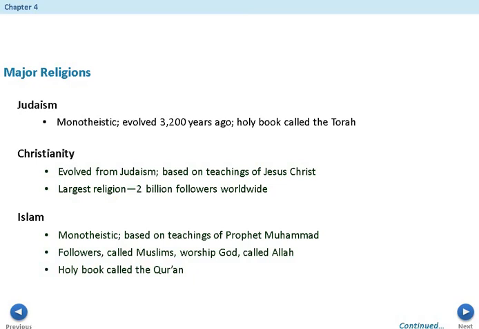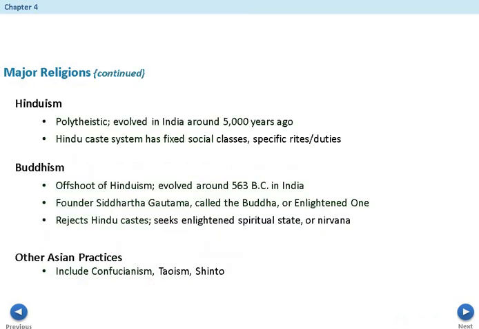Now, there are also a couple other religions that we look at in terms of the main religions. Hinduism is a polytheistic religion that evolved in India around 5,000 years ago. The Hindu caste system has a fixed social caste, with specific rights and duties. What we see with the Hindu caste system is that it connects with the religion of Hinduism, and that's why this fixed social class system has been fought over for a long period of time. We'll talk more about that later on.